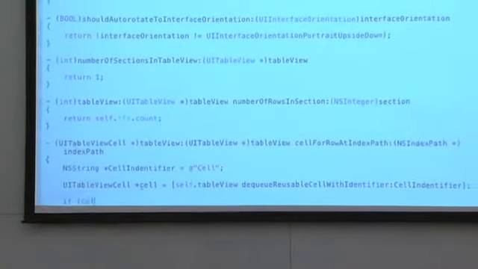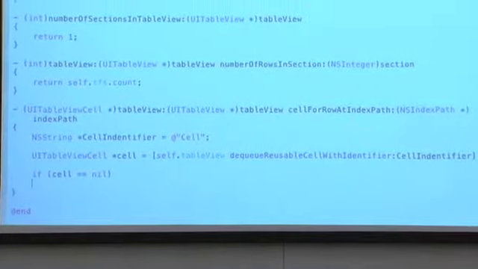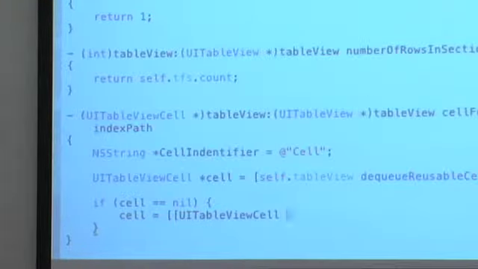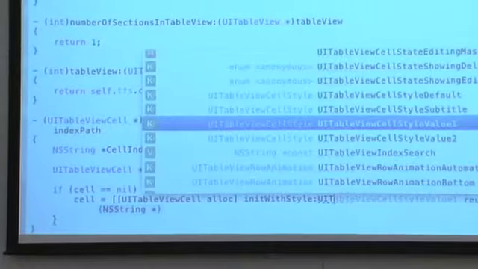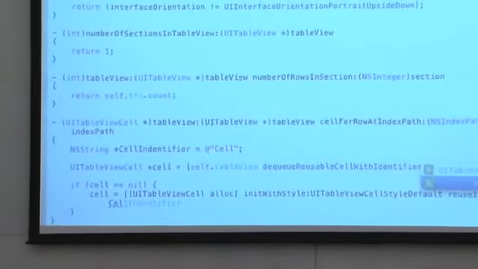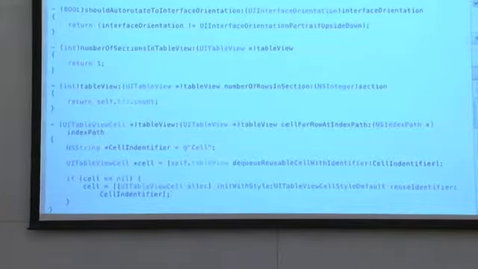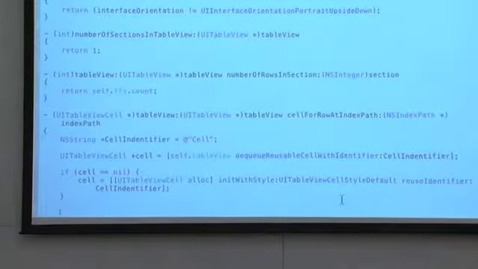The first case is that the cell is nil, which means that there's nothing in the cache. So what I need to do here is actually allocate the cell. So I'll say UITableViewCell alloc, and we'll say initWithStyle. We'll just give it a default styling, so we're not doing anything fancy there. And again, we're going to tell the cache what the identifier associated with this cell is, so we can actually cache it. So now at this point, I definitely have a cell, right?